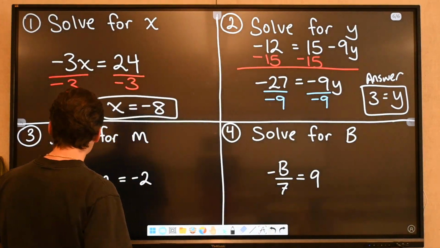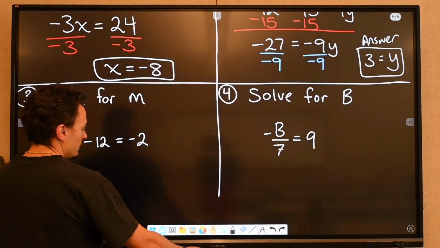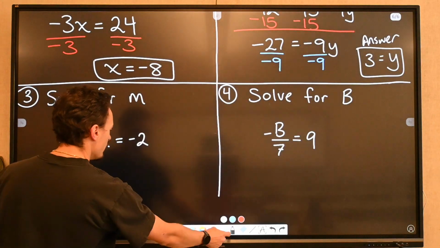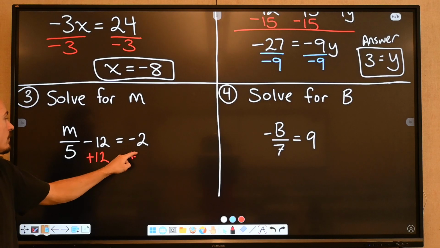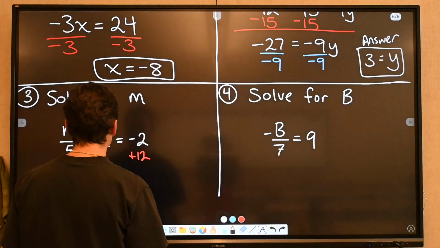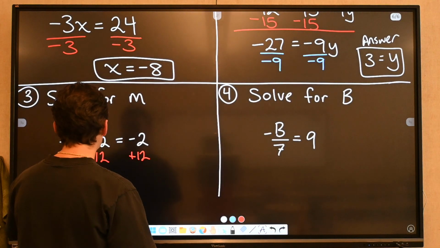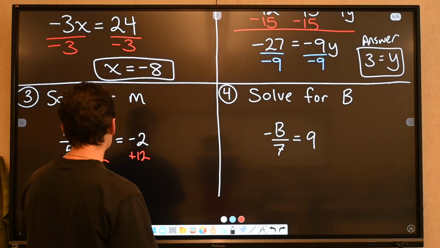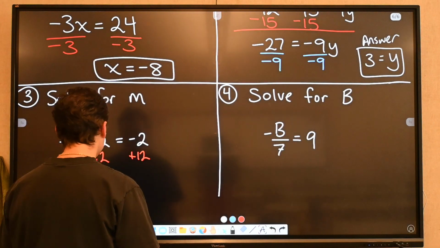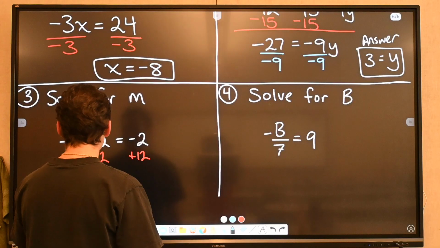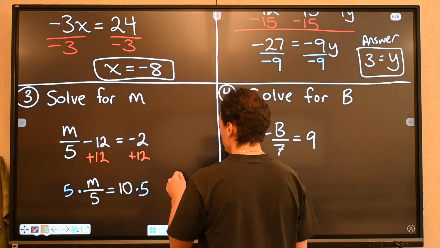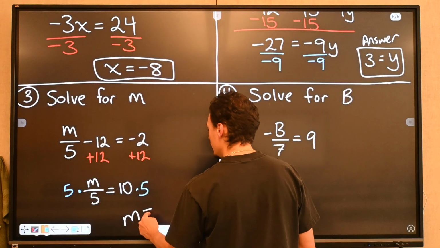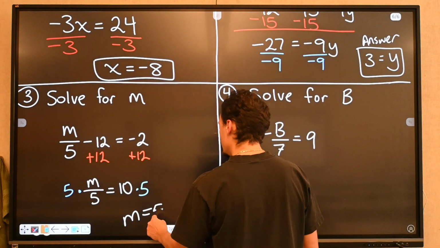Now, number 3. We should start by adding 12 on both sides. Okay. Get m over 5 equals 10. Multiply by 5 on both sides, and you get m equals 50.